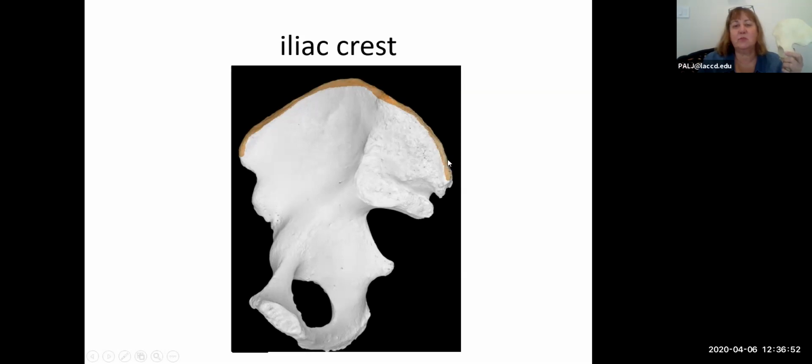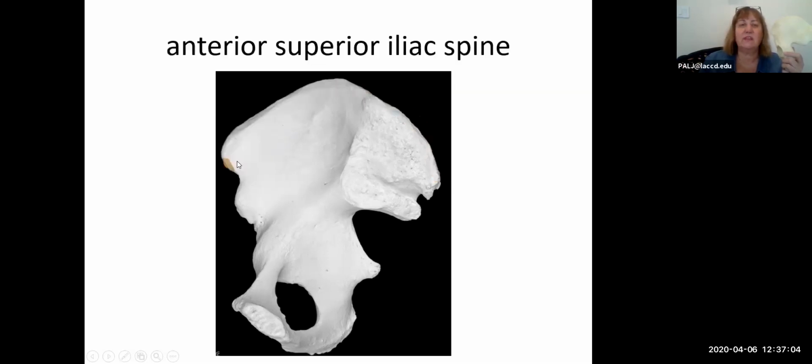This would be the posterior part of the iliac crest, and we're going to come all the way over to the other end, to the anterior end. And there is a name for this little area right there, the most anterior part of the iliac crest, right here where it's highlighted. On this particular bone, that would be called the anterior superior iliac spine.